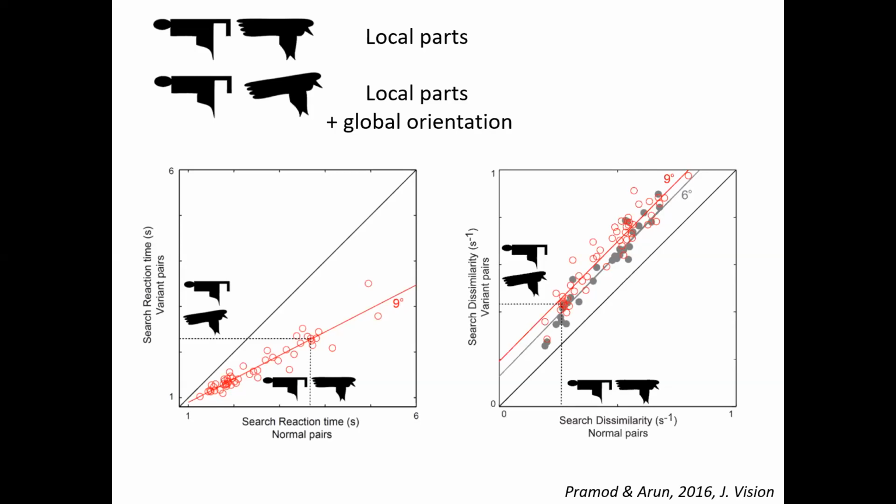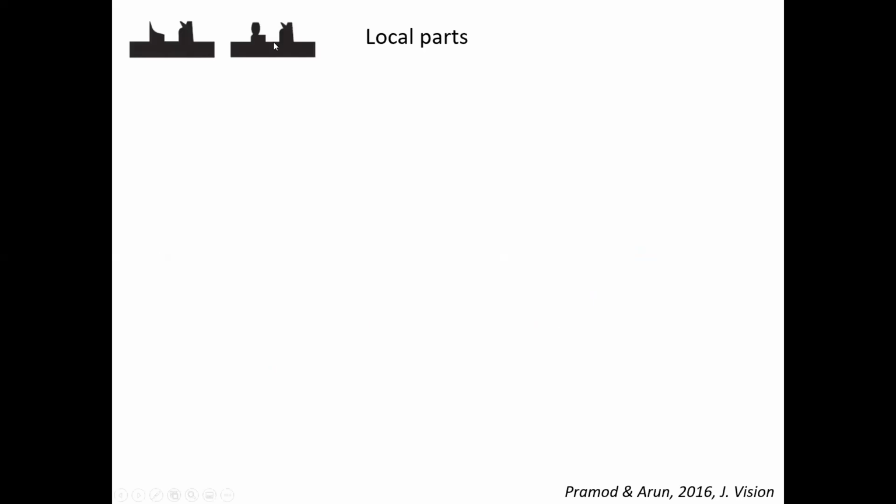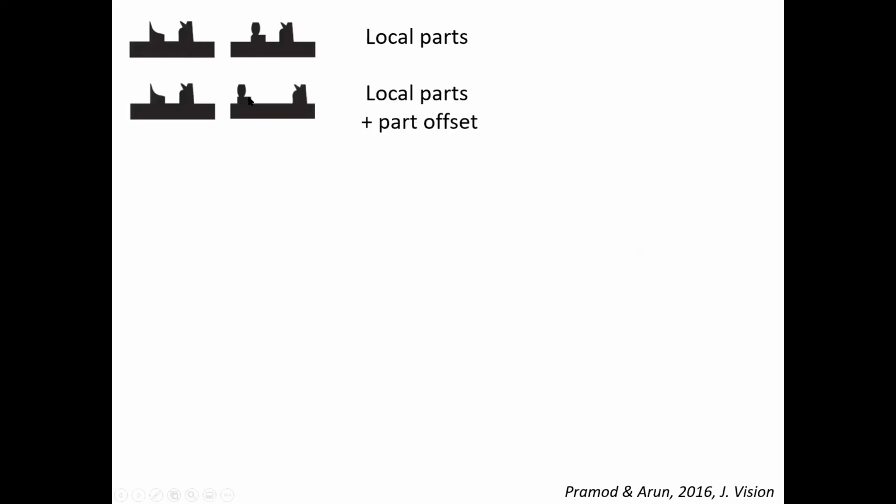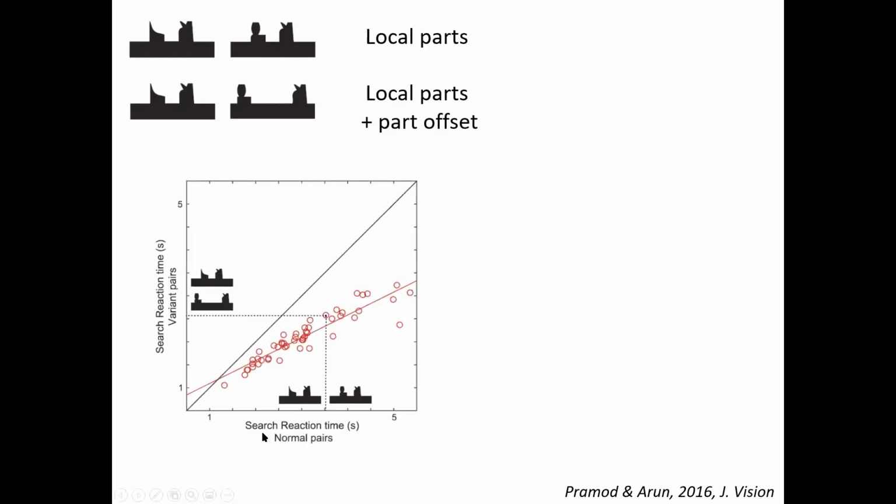So we repeated the same experiment on a different kind of attribute. So we have two pairs of objects over here. Again, the parts are different. Now I change the spatial relationship between these parts. Okay, and again, we do exactly the same experiment. I'm plotting the search reaction time for the normal pairs where the two parts are exactly in the same location. They're registered together. And then we are plotting the search time for the variant pairs where one object has parts like this and the other object has more distant parts between them.